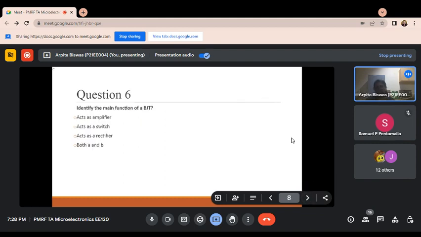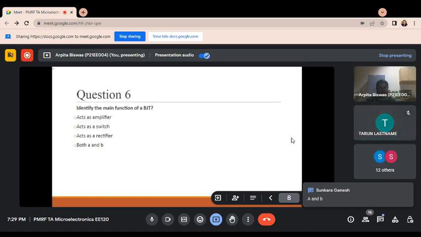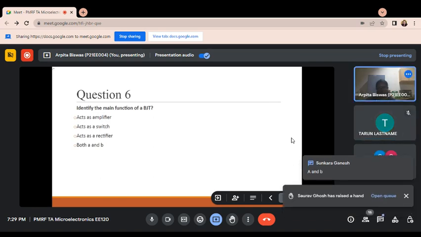So we are moving towards the next question, number 6. Identify the main function of BJT. The first option is acts as an amplifier, the second option is acts as a switch, the third option is acts as a rectifier, and the fourth option is both A and B. Ma'am, both A and B. Okay. Anyone else? Ma'am, option D. Okay. Sikara. Okay. Can anyone explain a little bit about it?